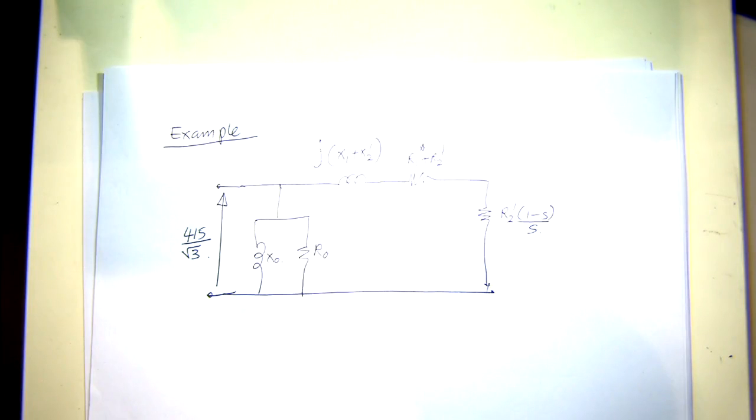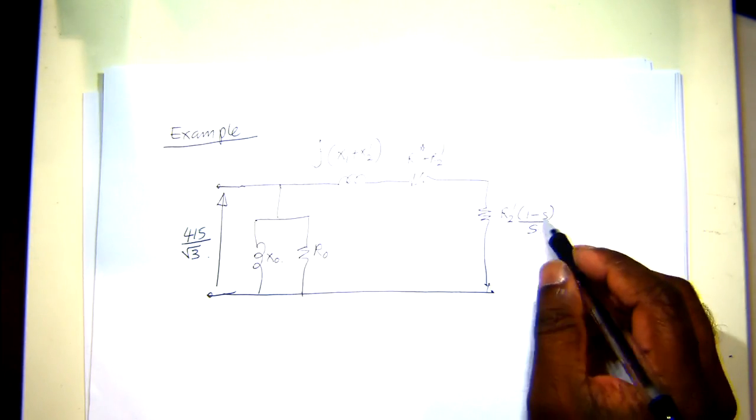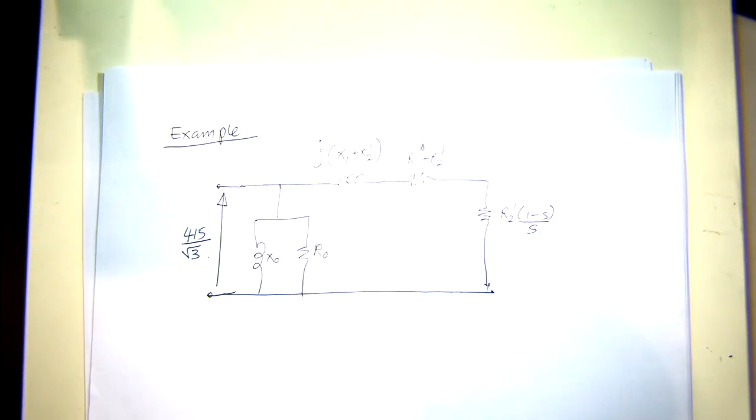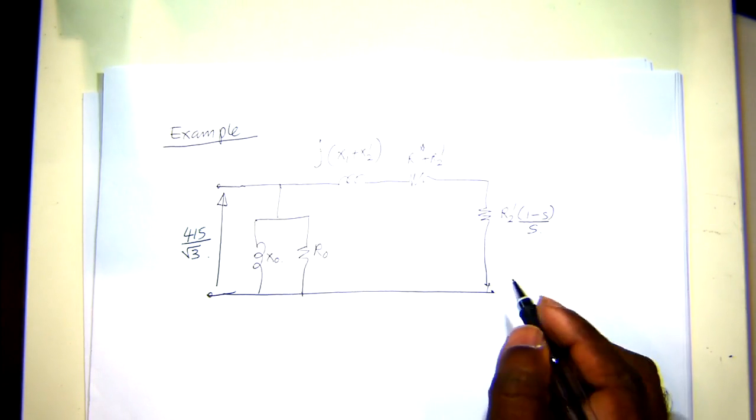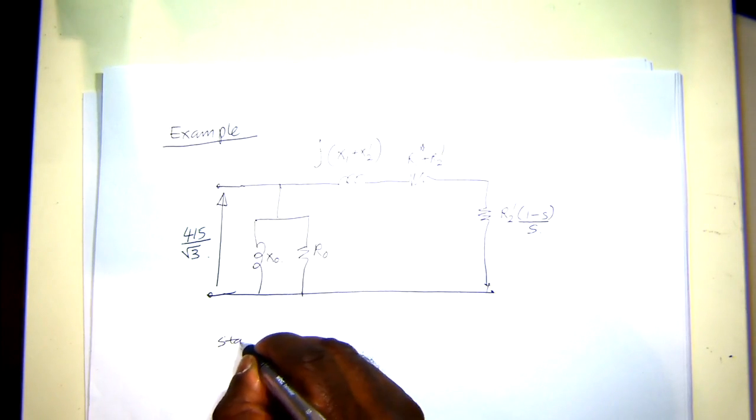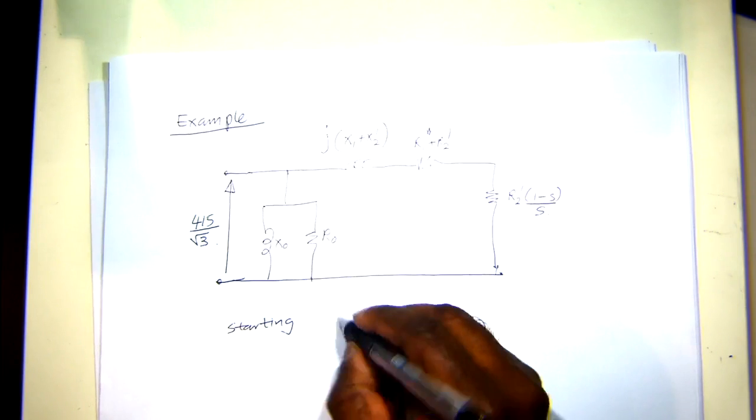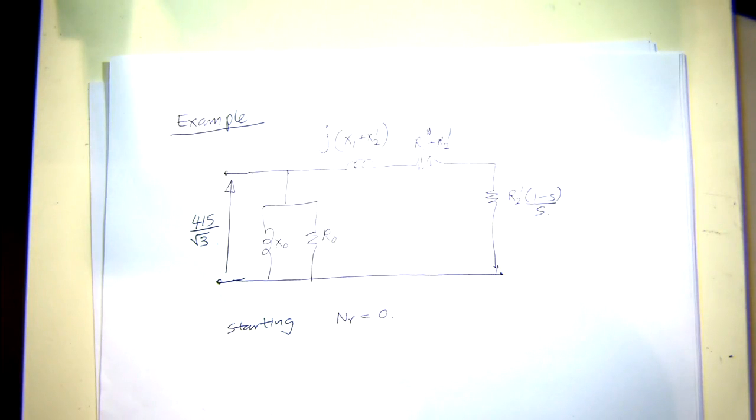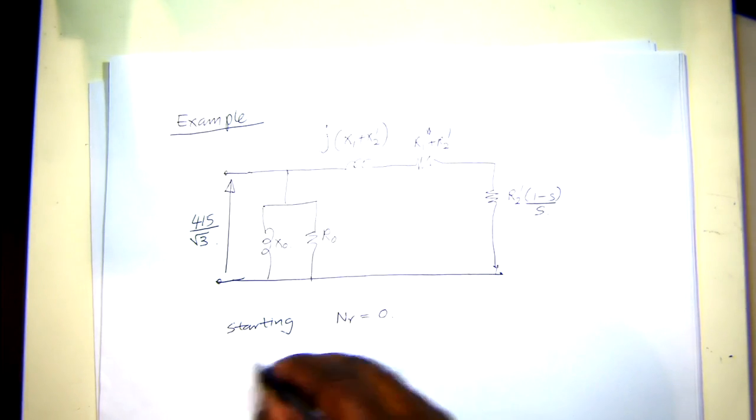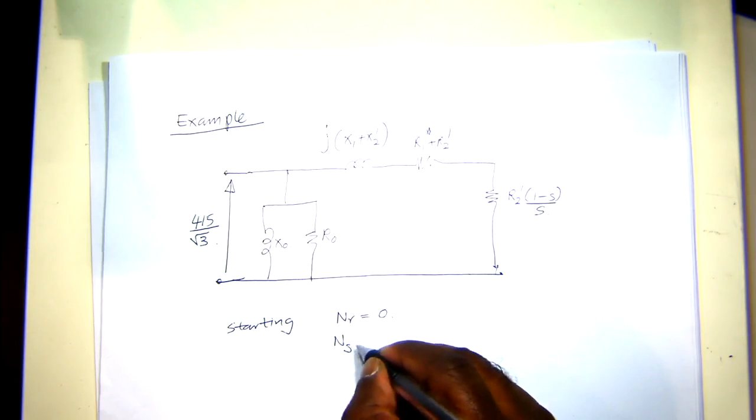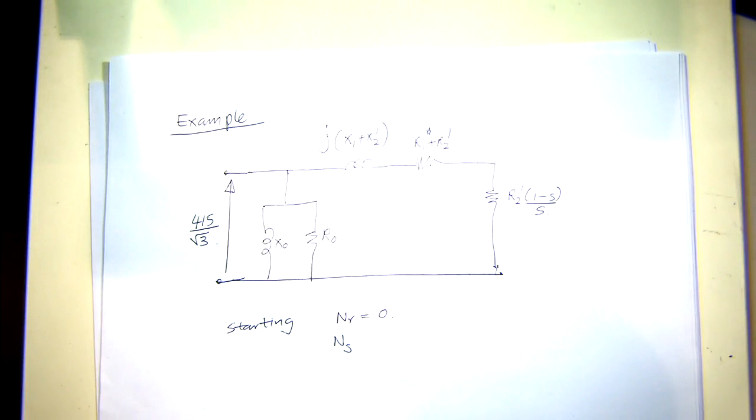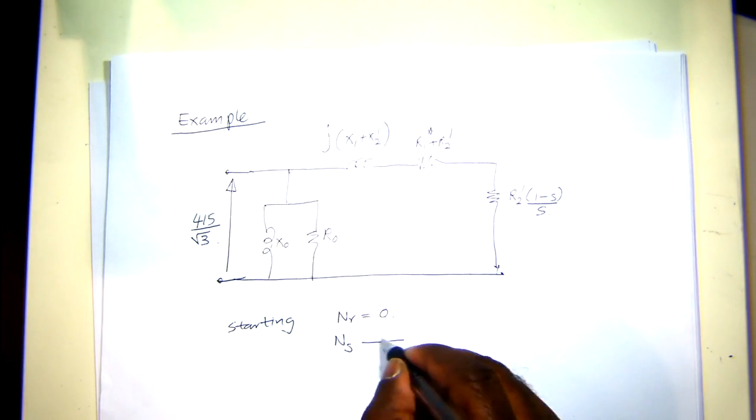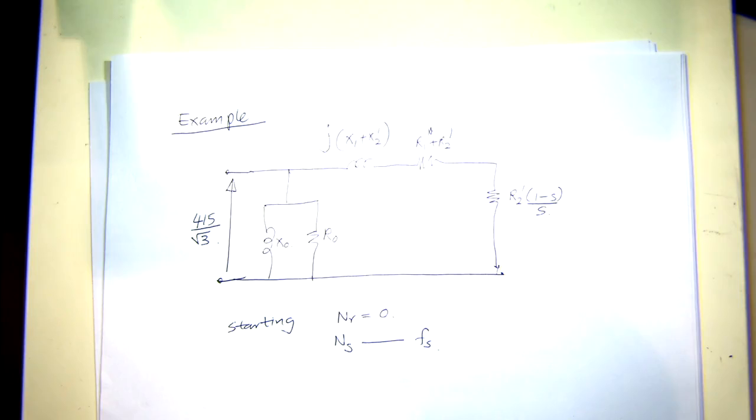So we want to estimate how much torque it's going to produce. When you are looking at the starting condition, the rotor speed is 0. The shaft is not rotating, so that's 0. The synchronous speed is not 0. That depends on the frequency, the excitation frequency.